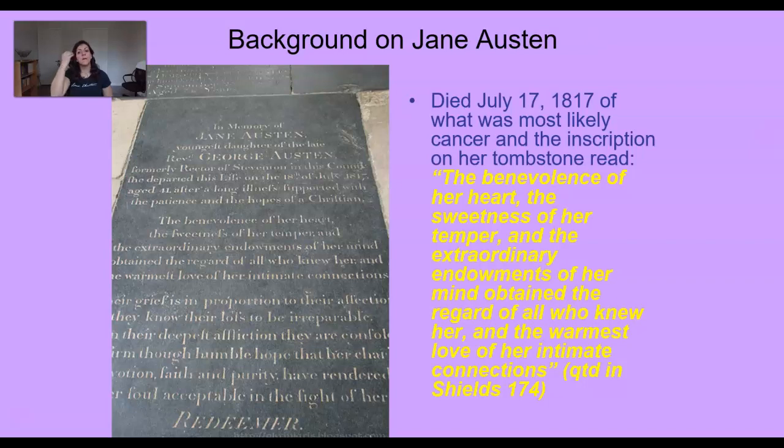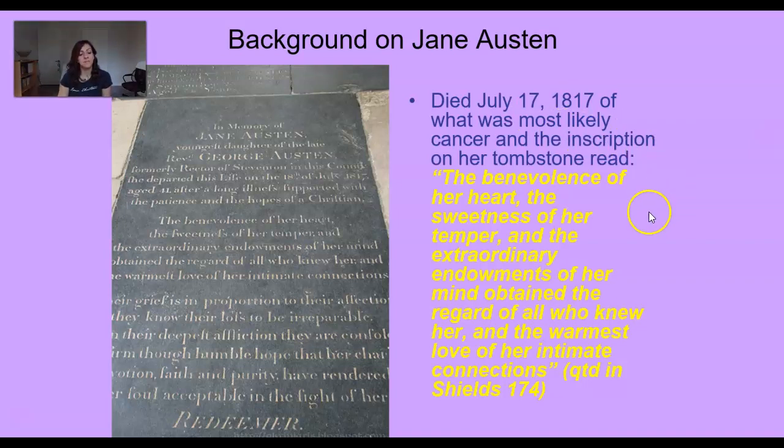So this is the tombstone of Jane Austen. And I wanted to show you guys this, that she died on July 17th. So the anniversary of her death is actually coming up on July 17th. And it was, again, most likely cancer, although it's very hard to tell. And then on her tombstone, I absolutely love this.